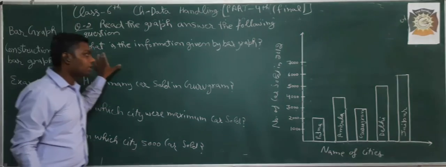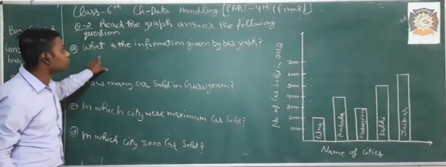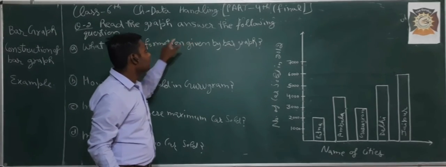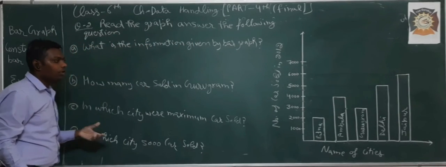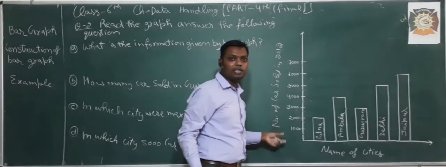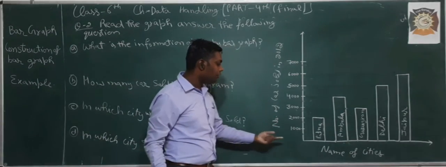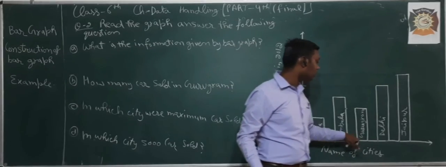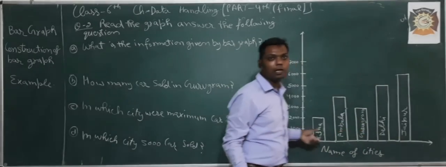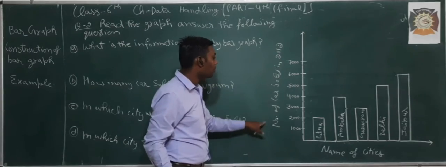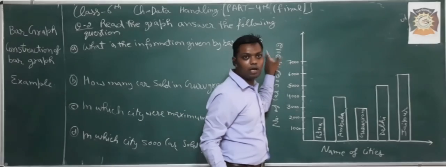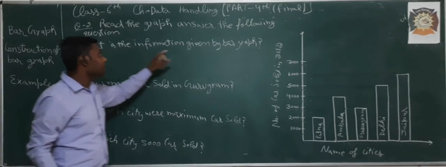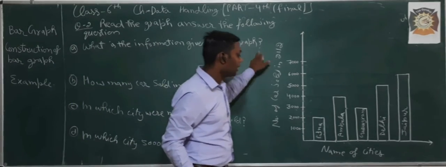Now here we see the next question. First of all, read the question, read the graph and answer the following questions. We have to read the graph and then we have to solve this question. Here we see the names of the cities: Patna, Ambala, Gurugram, Delhi and Jaipur. These are the 5 cities. And here is the number of cars sold in 2012. Now read the first question. What is the information given by the bar graph?